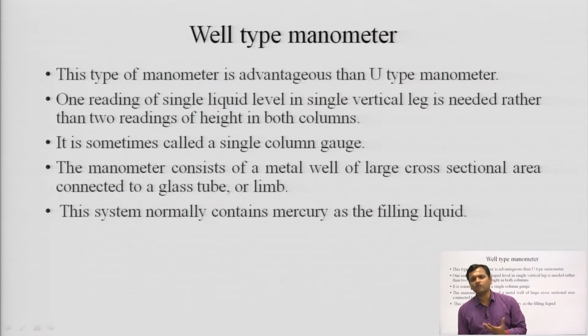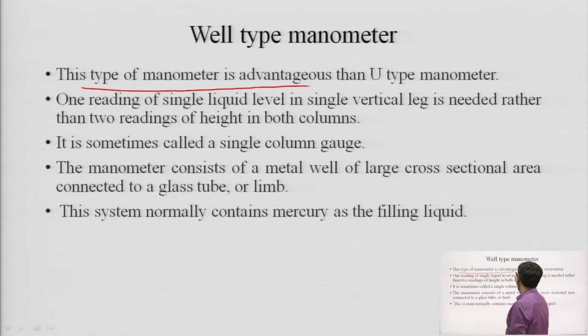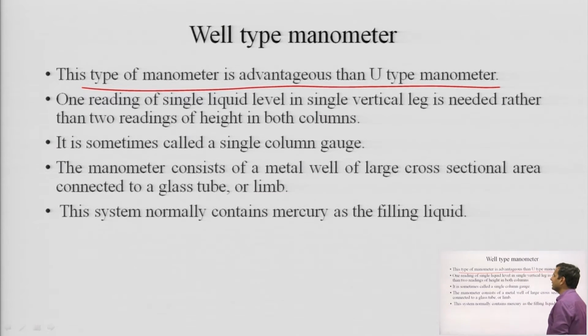Now, in this lecture, our first topic is the Weld type manometer, as we have already seen the working of the U-tube manometer in the last lecture. The basic principle is different, because the Weld type manometer can be used to measure differential pressure. This type of manometer is more advantageous than the U-tube manometer. How, we will see one by one.